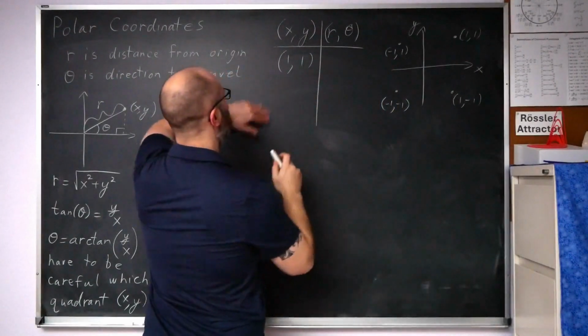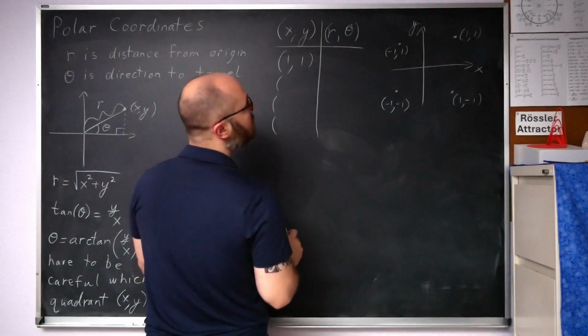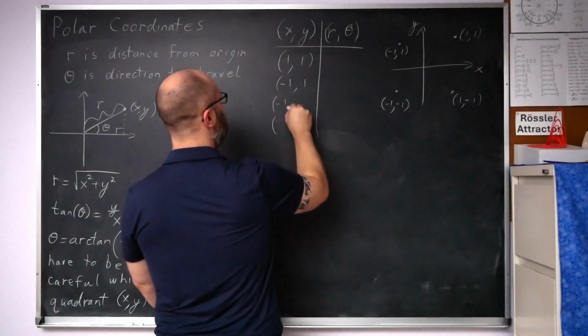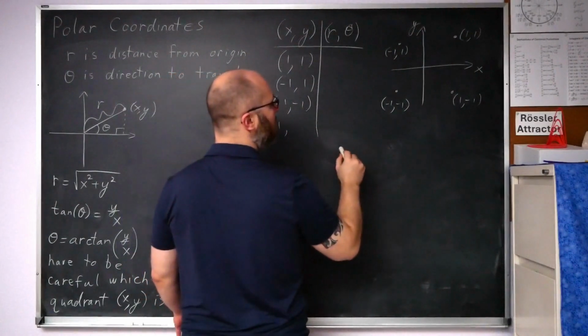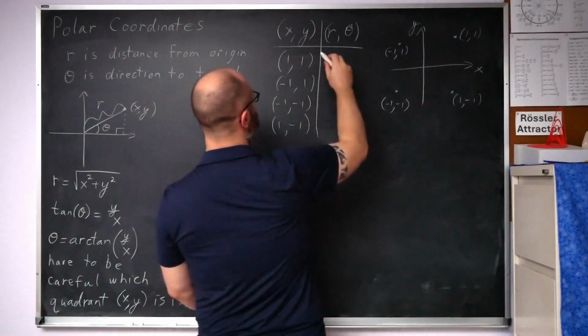All right. So then from there I've got negative 1 comma 1 for that, and then negative 1 comma negative 1, and then 1 comma negative 1. I want to figure out what those are in terms of r theta coordinates.